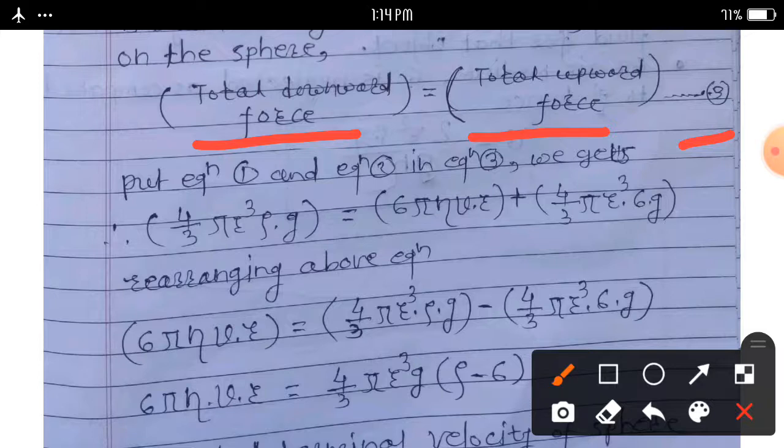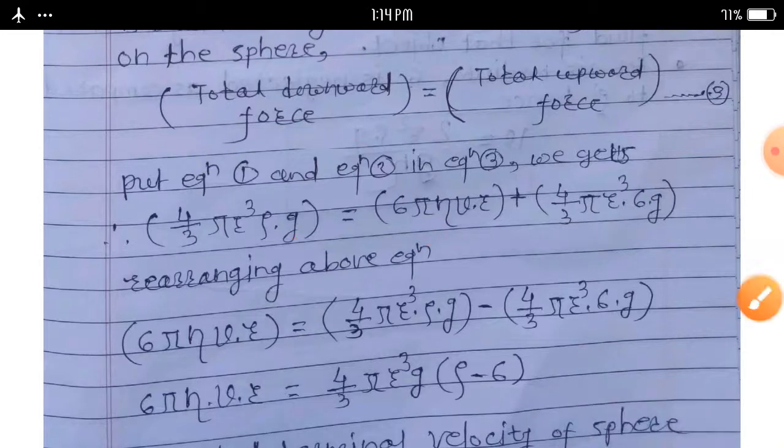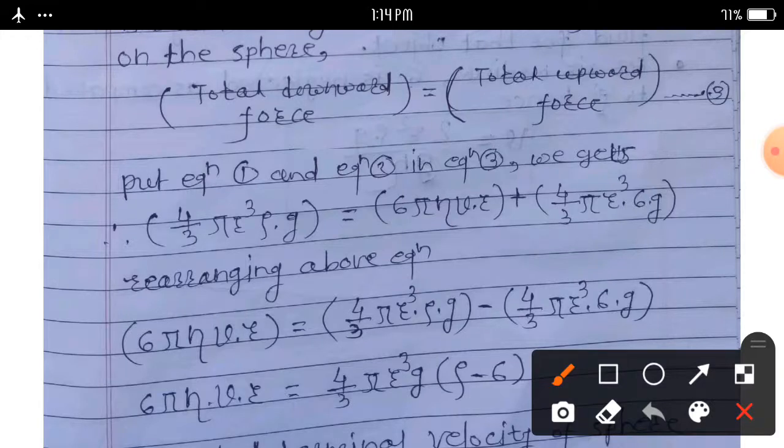In equation third we get the total downward force, 4 by 3 pi r cube rho g, equal to the total upward force, which becomes 6 pi eta v r plus 4 by 3 pi r cube sigma g. Rearranging the above equation, we combine these terms: 4 by 3 pi r cube rho g, and 6 pi eta v r.